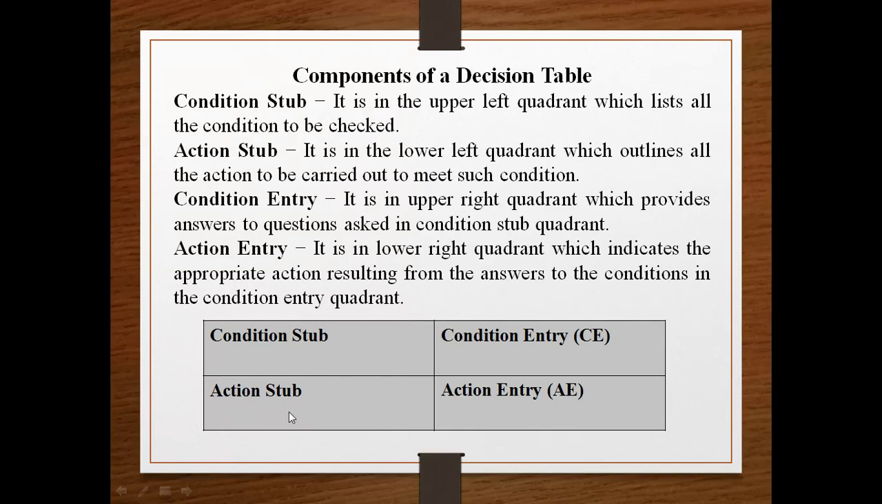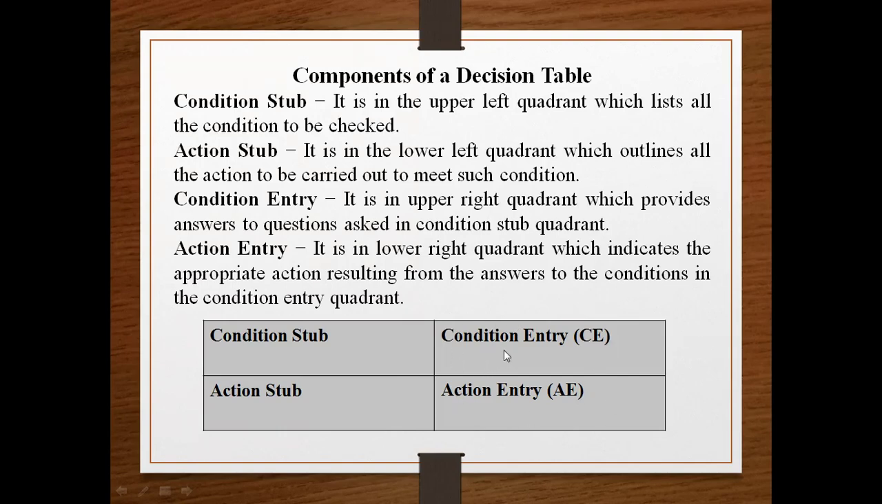So this is action stub, which gives the outline of all the actions to be carried out to meet the conditions. Okay, so these are the conditions which have to be checked, and these are the actions which have to be carried out. Now come to the right hand side. So this is the right quadrant, upper right quadrant and lower right quadrant.